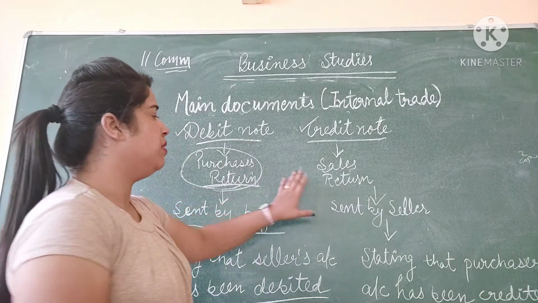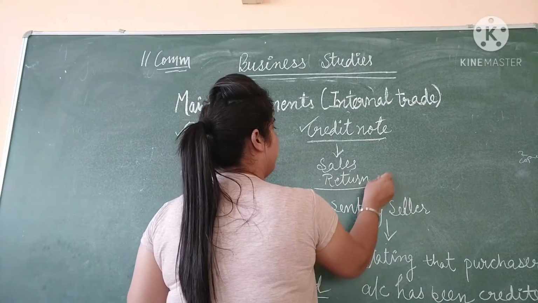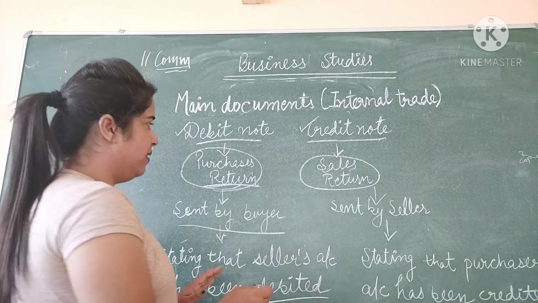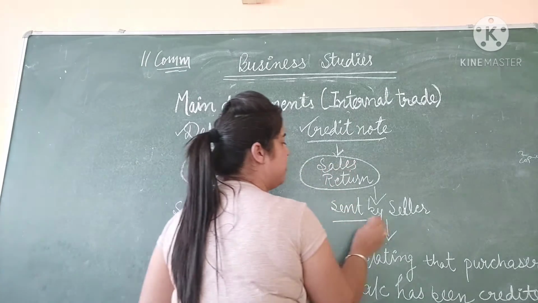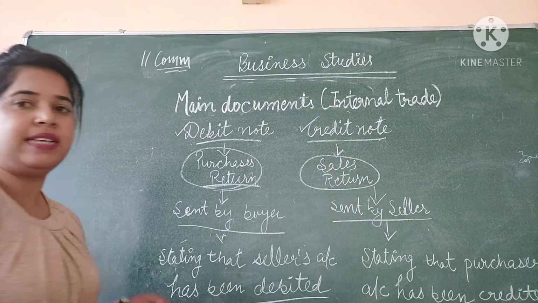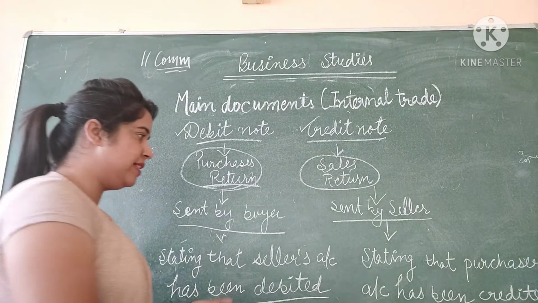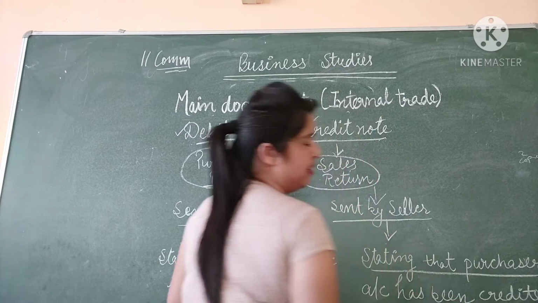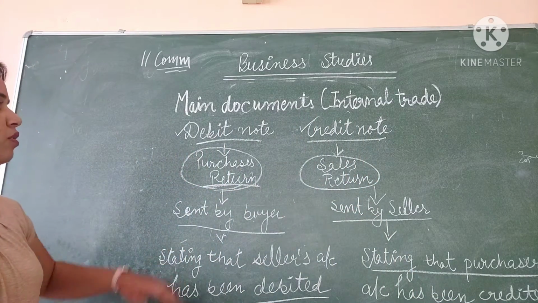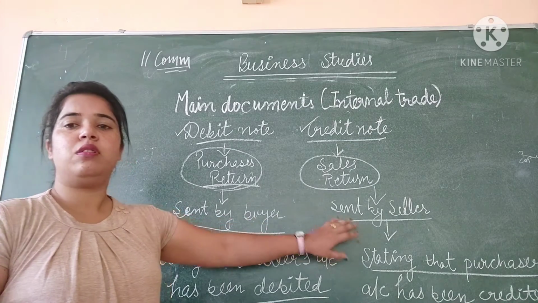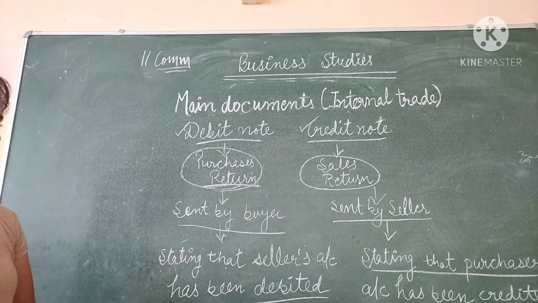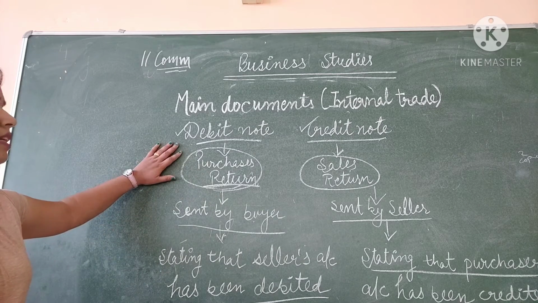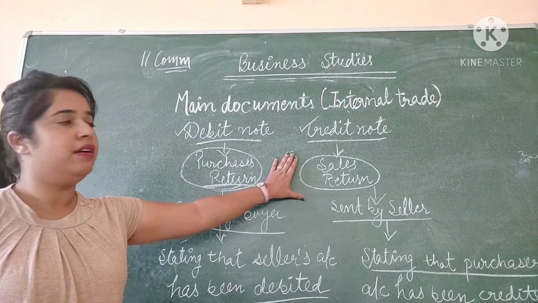Same under credit note that is prepared for the sales return. Alright, for sales return, and this note is sent by the seller to the purchaser, stating that the purchaser's account has been credited. Alright, so again here also the quantity, quality of the goods is mentioned along with the acceptance. So these were debit note and credit note.